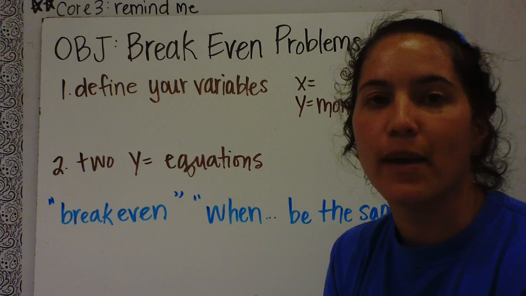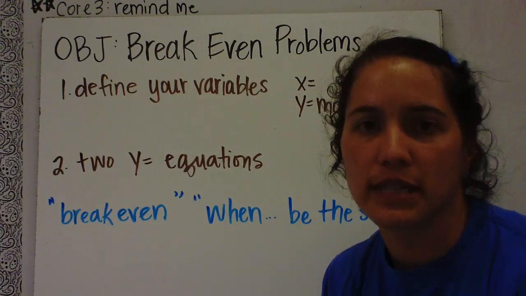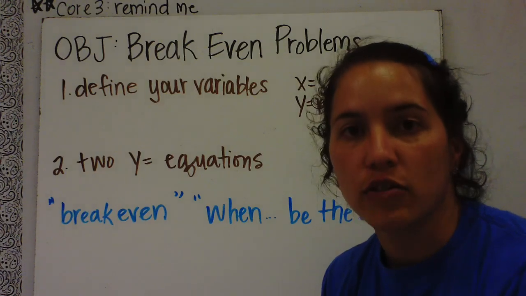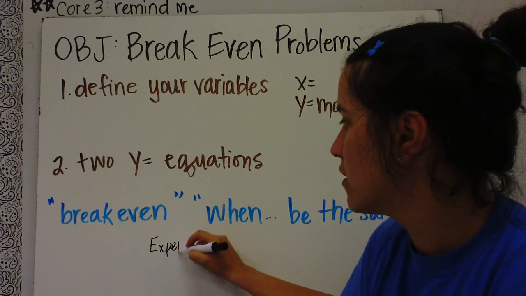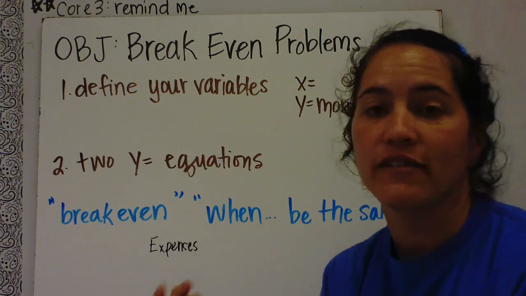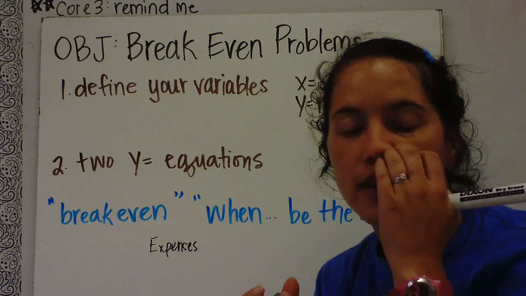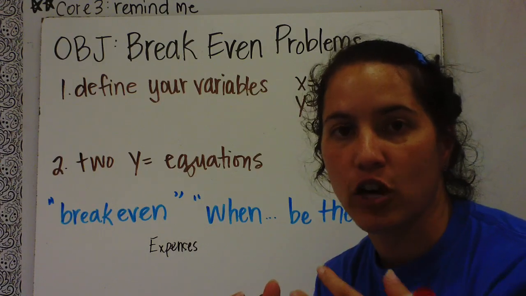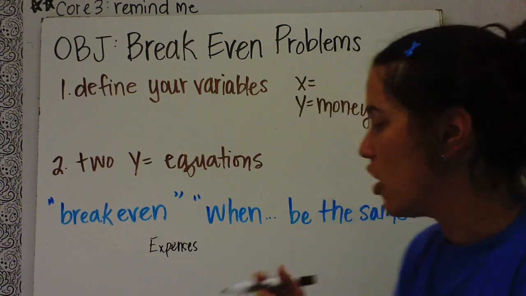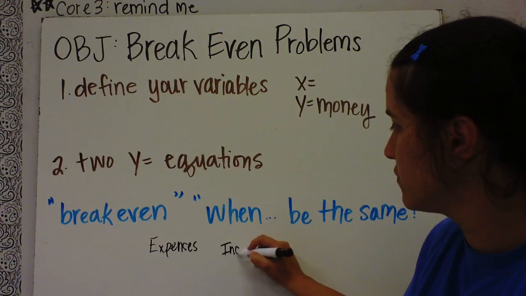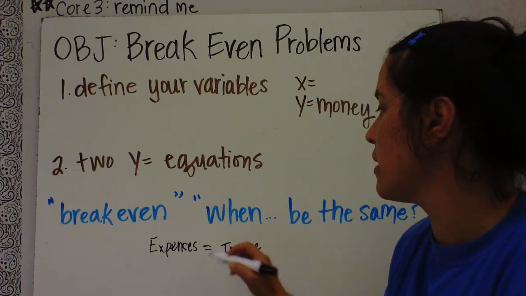So you have a business. These are going to be kind of like real world business type problems. If you have a business and you want to sell something, then you are going to have expenses. Like you have to buy the material, you have to pay people to make whatever you need to do, so you have these expenses that you have to pay first. Then once you actually have a product and you're selling it, that is called income. And break even is when these two equal each other.